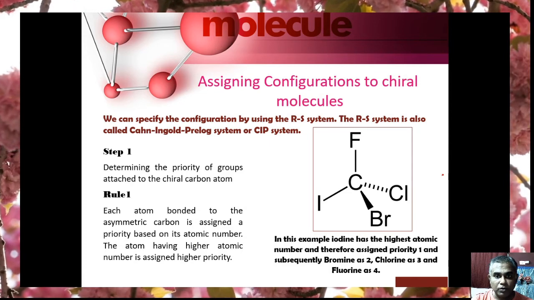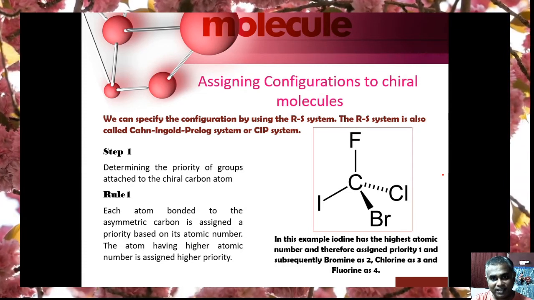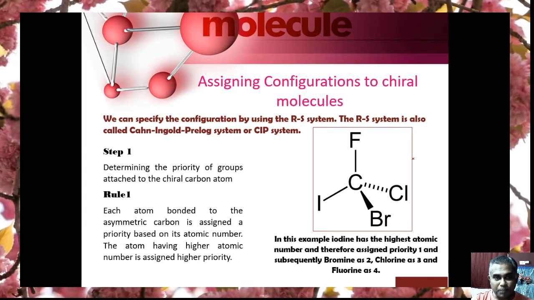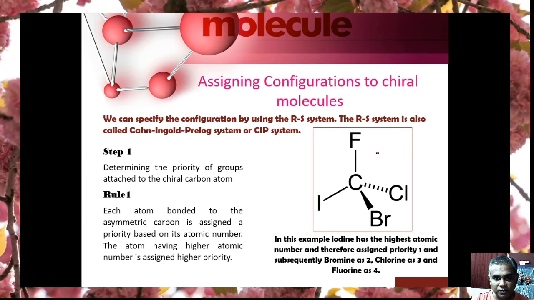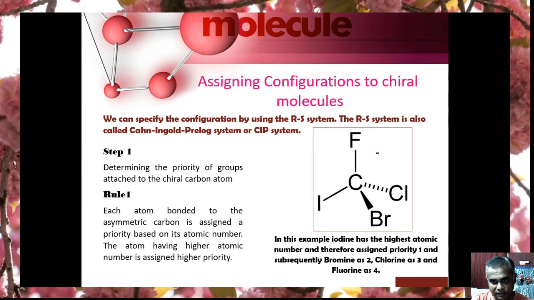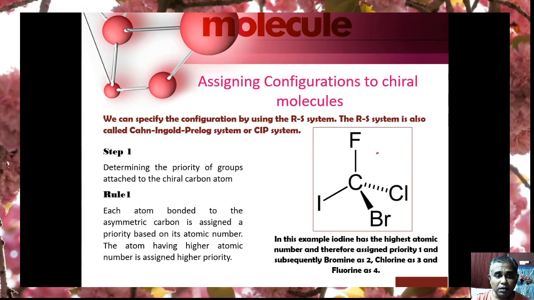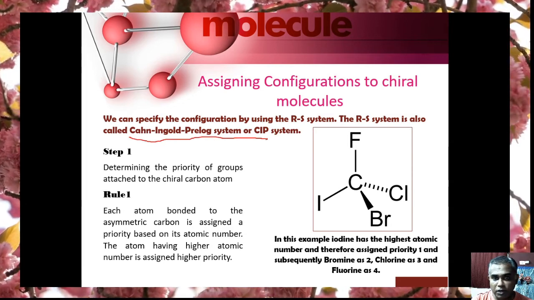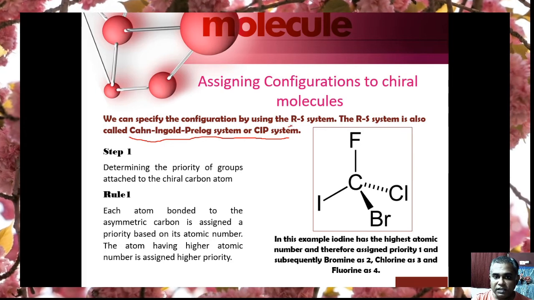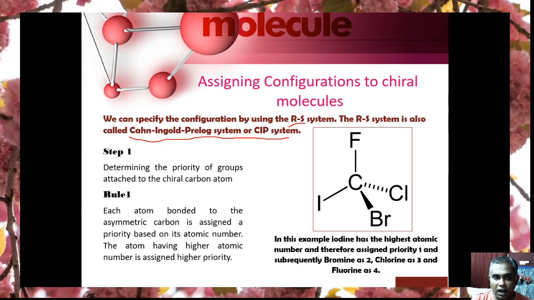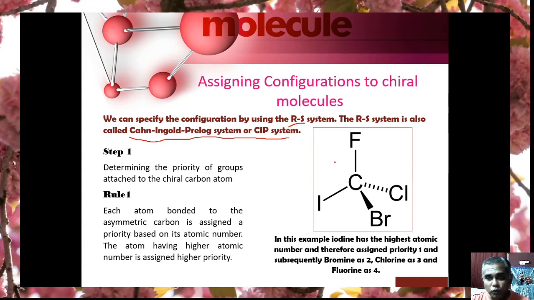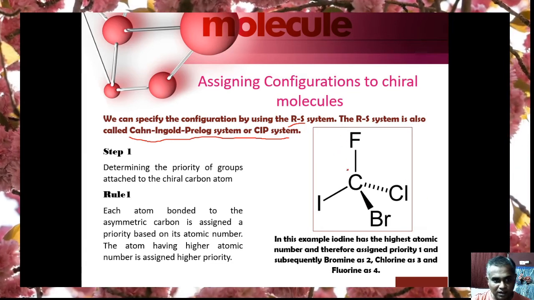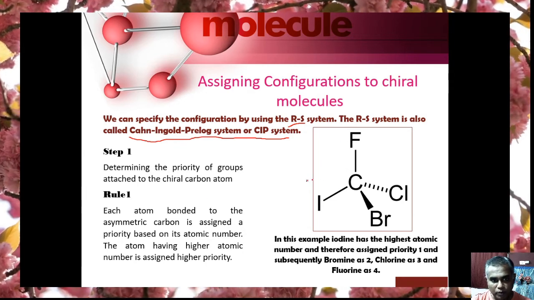Let us try to understand how to assign configuration to a chiral molecule. We can specify the configuration by using the R and S system prescribed by the Cahn-Ingold-Prelog system. So the famous Cahn-Ingold-Prelog system, or CIP system, is otherwise called the RS system. Now, how do we assign priority for a given atom or group in a chiral carbon or in a chiral compound?